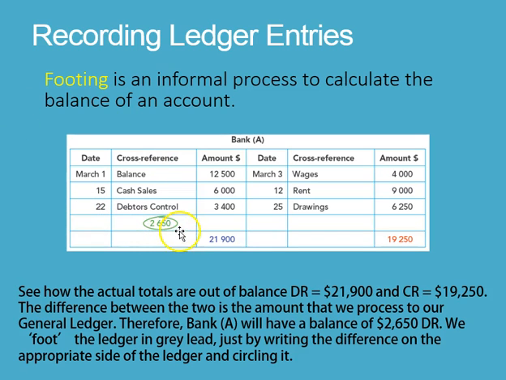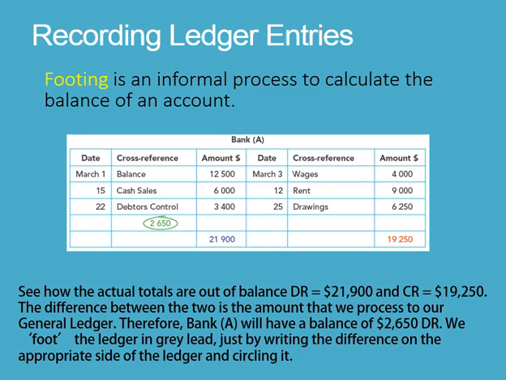So what we're going to look at is a process called footing. It's an informal process to calculate the balance of an account. You can foot a ledger at any time. It's basically getting yourself a bit of a running balance. Am I in the black or am I in the red? That's a traditional way of looking at it. Do I have money in my bank account, or have I spent more money than what I've actually received? So see how the actual totals are out of balance. The debit side is $21,900 and the credit side is $19,250.